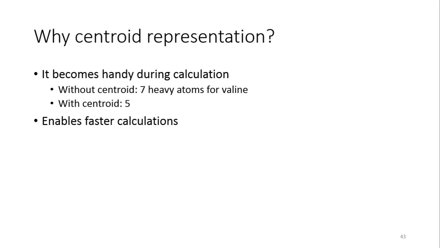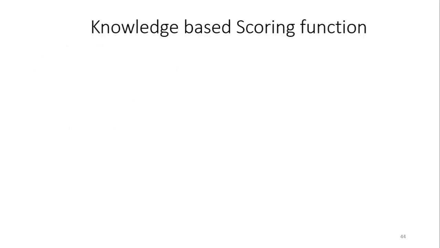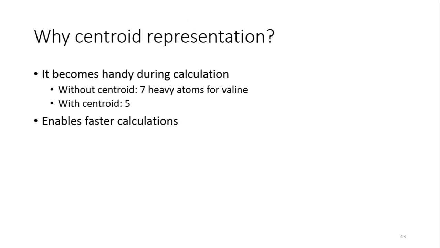Okay, so in this paper, Simon and Baker describe how these structures can be scored. Okay, and that is why these methods use the term score rather than energy while describing good folds and bad folds in their papers. So in short, using this centroid representation, it becomes handy during calculation.